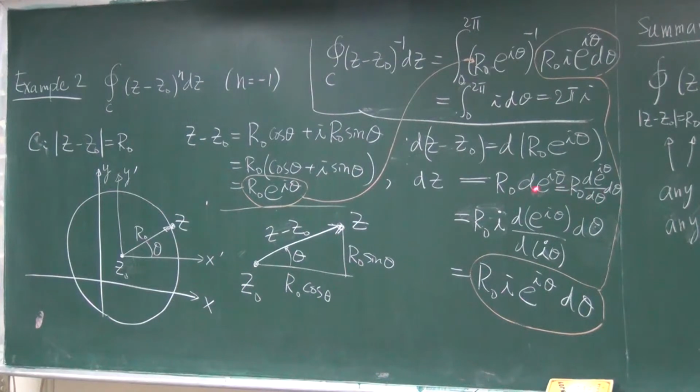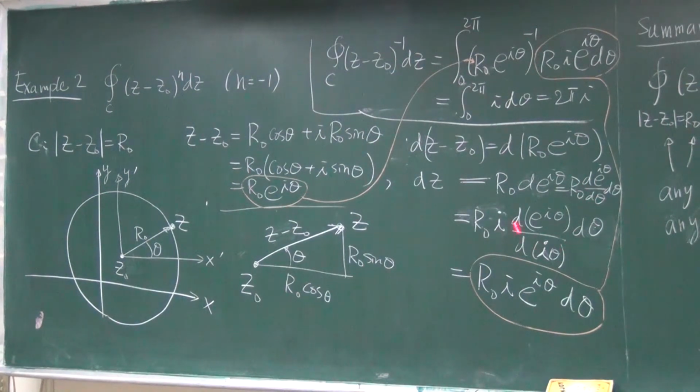And then we use the chain rule here. The derivative of exponential I theta equals the derivative of exponential I theta over the derivative of I theta times the derivative of I theta. This is called the chain rule. And then we multiply this term by I and divide it by I. It is permitted because I and I will cancel out each other, so we didn't change anything.